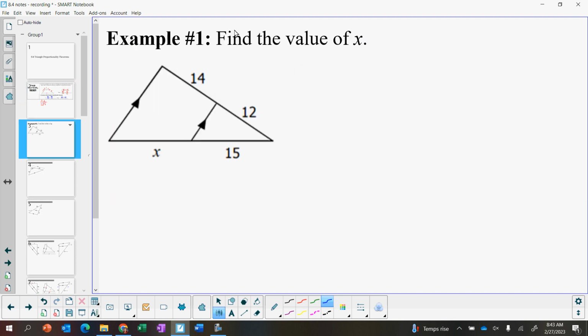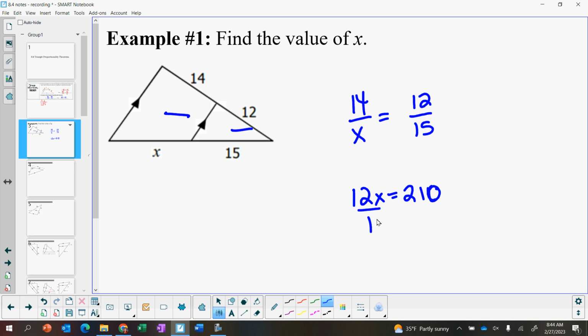So my first problem, find the value of x. 14 is over x and 12 is over 15. So 14 over x equals 12 over 15. I'm going to cross multiply here: 12 times x equals 14 times 15, and I get 210. If I divide both sides by 12, I get 17.5. Decimals are definitely allowed. We're going to have some funky decimals happening, and that's okay.